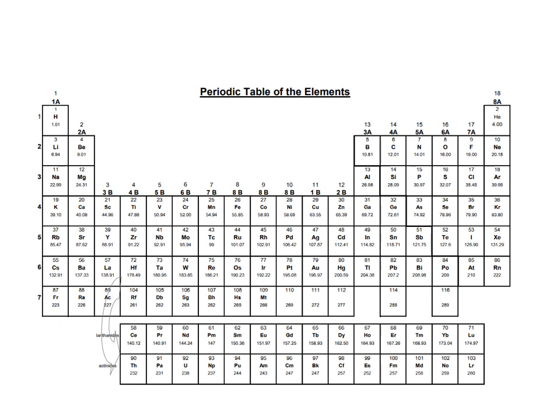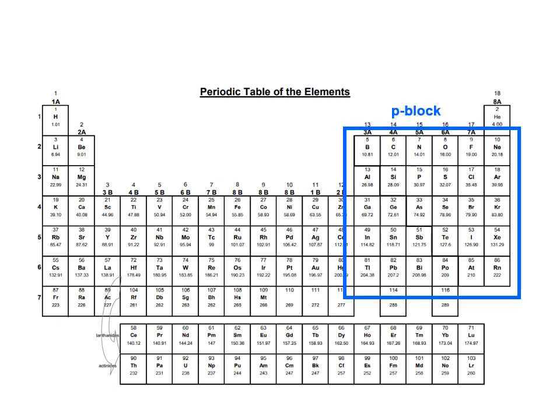The next block is the P block. The P block is the last 6 columns of the periodic table, not including helium. So remember we said the S block was the first 2 columns plus helium. The P block is the last 6 columns. So notice that the main group elements are made up of the S and the P blocks.